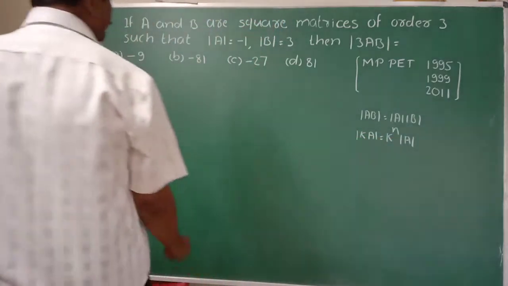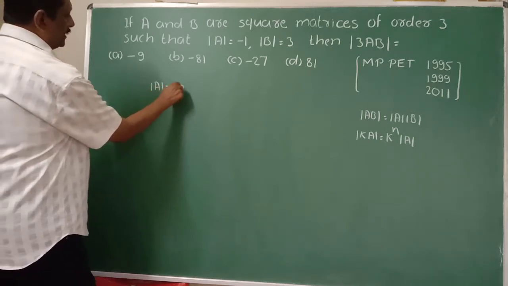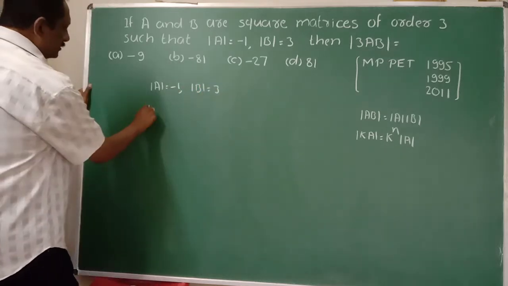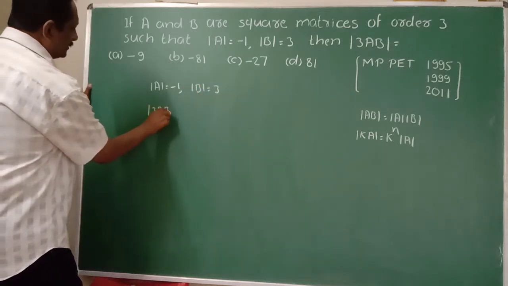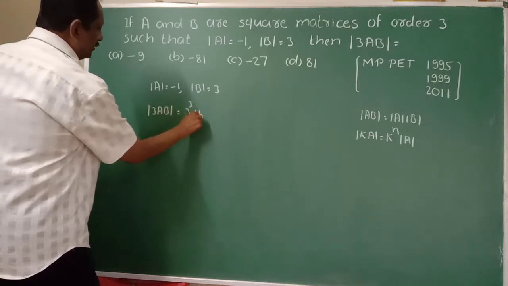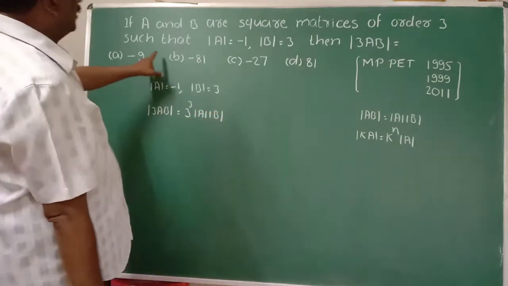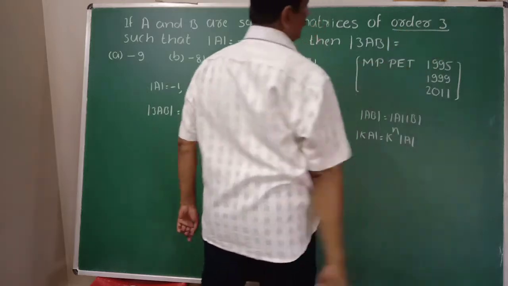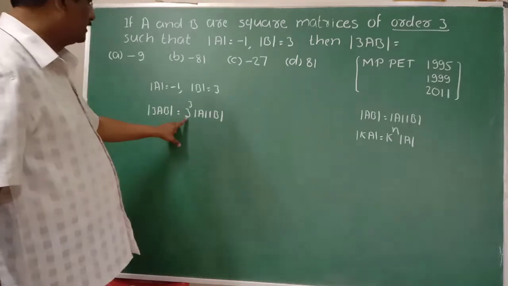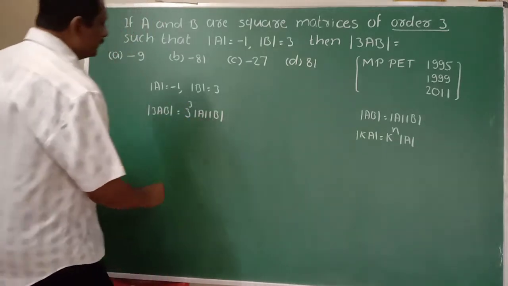Okay. Therefore, in this case, determinant of A is -1 here. Determinant of B is a 3, they already given here. So determinant of 3 into AB is a 3 raised to 3 into determinant of A into determinant of B. Here order of the matrix is a 3. Means N is equal to 3. Therefore K raised to N means here 3 is a constant here. 3 raised to 3 into determinant of A into determinant of B.